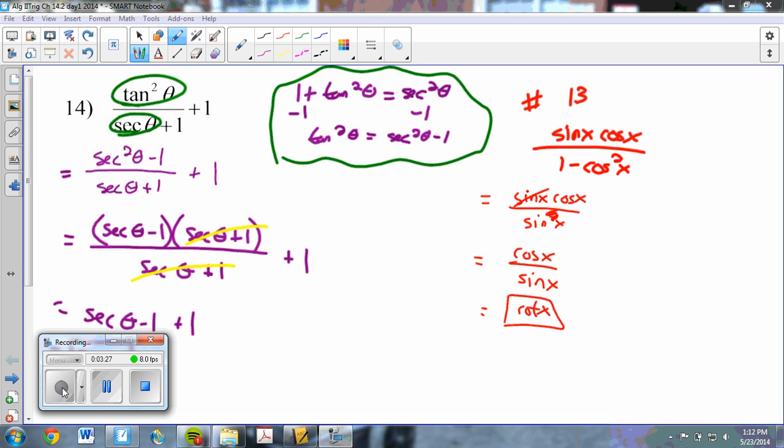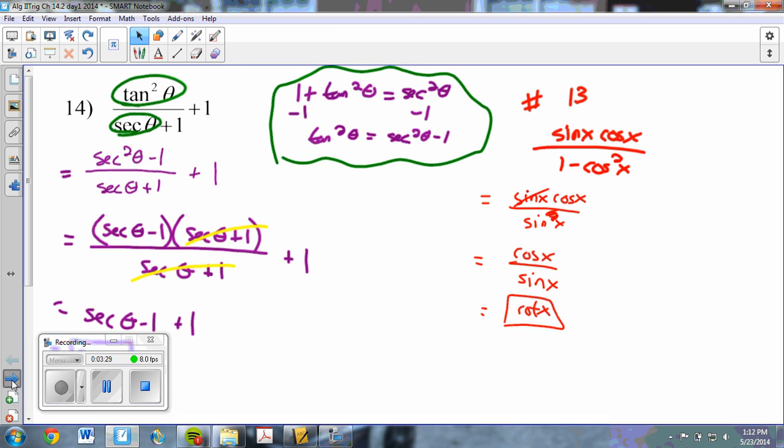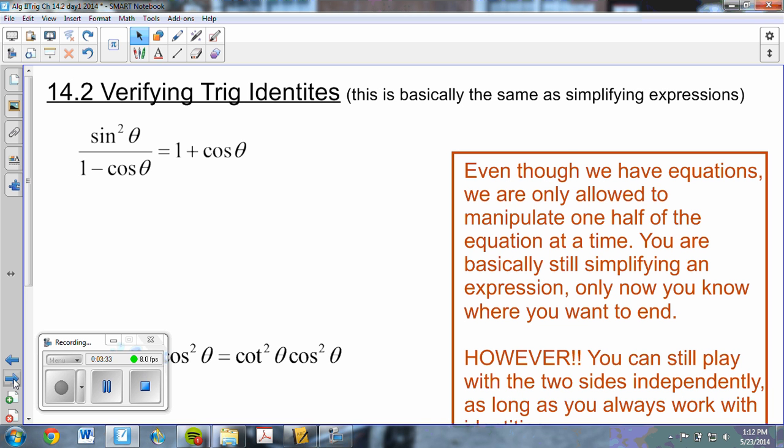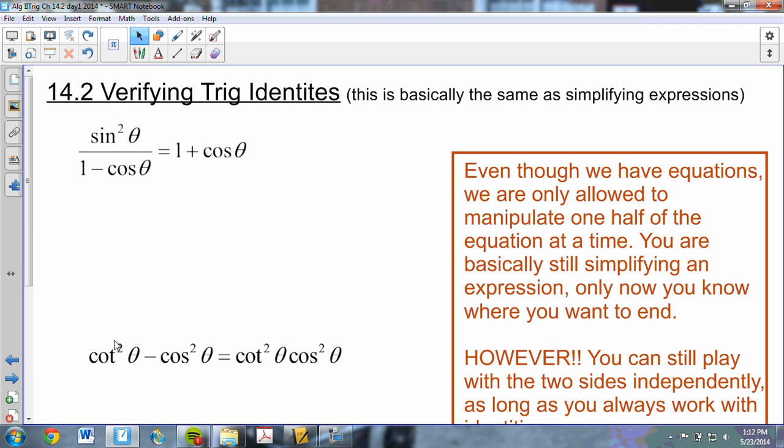Today we will talk about verifying the truth of identities. Verifying an identity is basically simplifying, only it's nicer because you have a goal. You know what you're shooting for, just like how your homework last night was nice because you had the answers. You know where you want to end. That's what's nice about this.